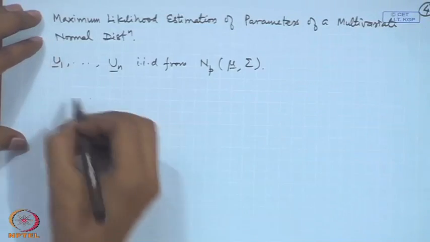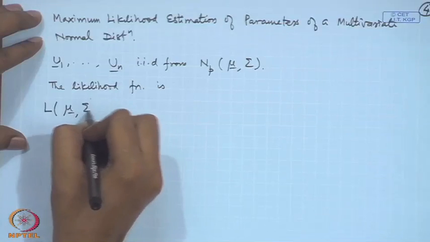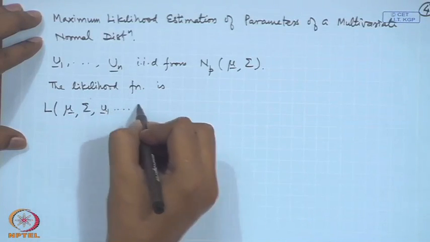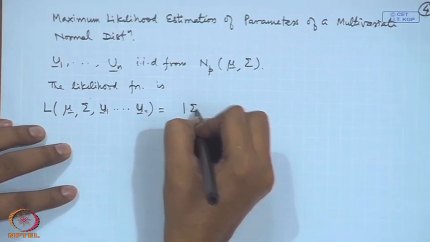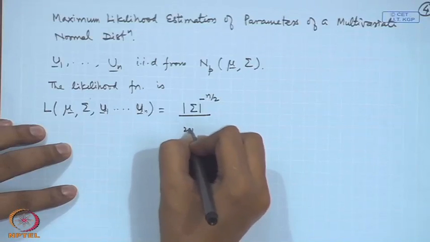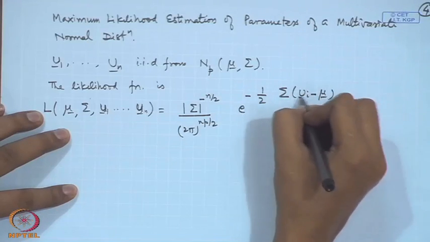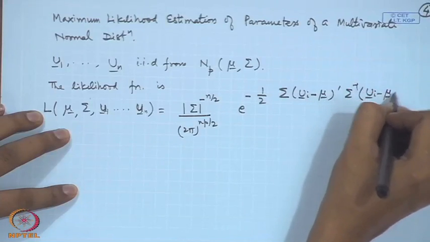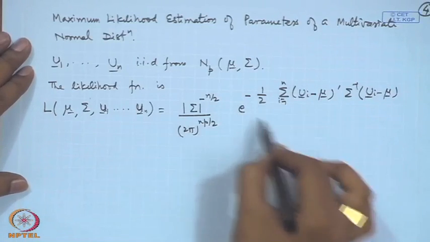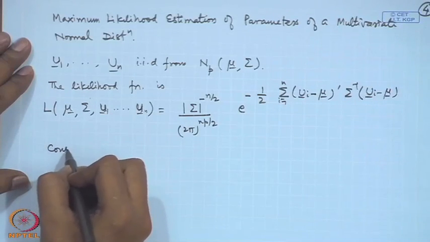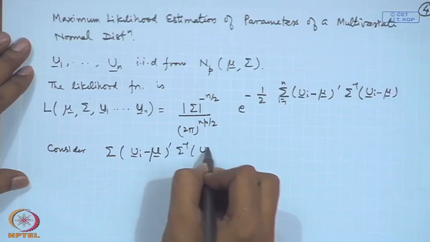So, the likelihood function, that is, we write L(mu, Sigma), and then of course, your U1, U2, ..., Un. I continue using capital letters here just for convenience. So, it will become determinant of Sigma to the power minus n by 2, (2 pi) to the power np by 2, e to the power minus 1 by 2 sum over i equals 1 to n of (U_i minus mu) prime Sigma inverse (U_i minus mu). So, firstly, let us simplify this expression: sum of (U_i minus mu) transpose Sigma inverse (U_i minus mu).